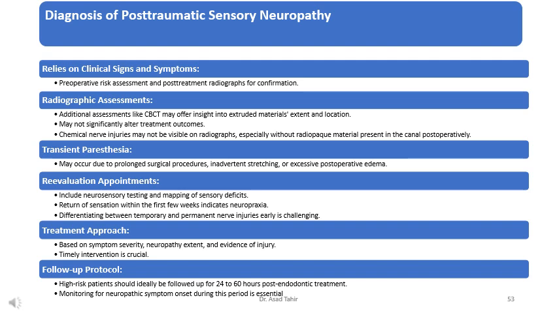Transient paresthesia may occur due to prolonged surgical procedures, inadvertent stretching, or excessive postop edema. Reevaluation appointments include neurosensory testing and mapping of sensory deficits. Return of sensation within the first few weeks indicates neuropraxia. Differentiating between temporary and permanent nerve injuries early is challenging. Treatment approach is based on symptom severity, neuropathy extent, and evidence of injury.